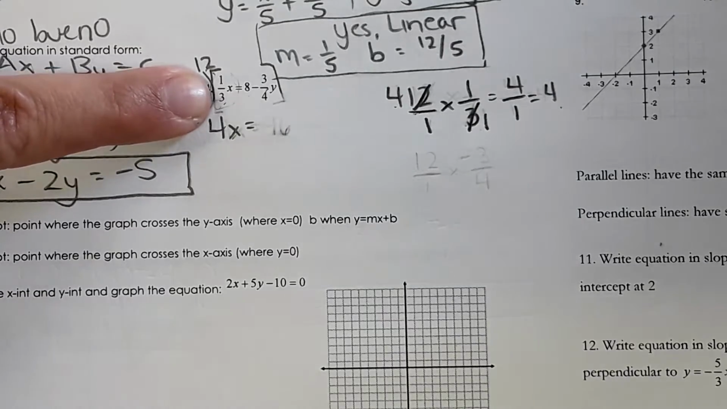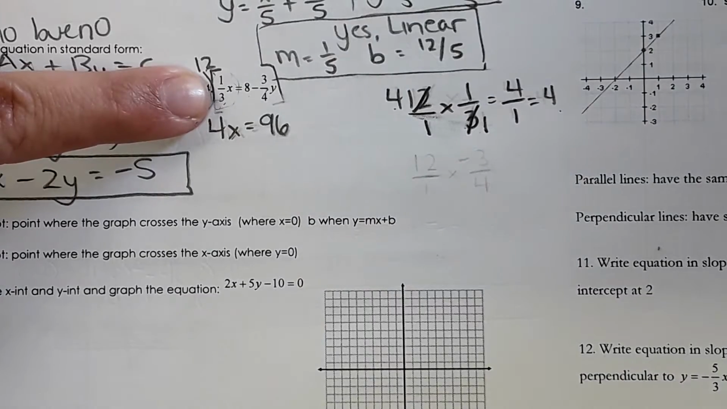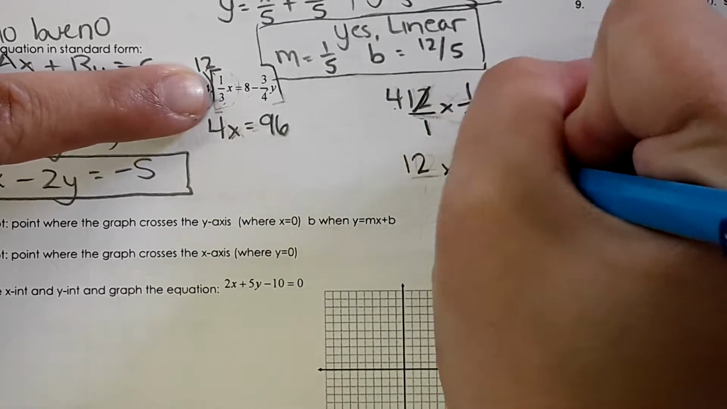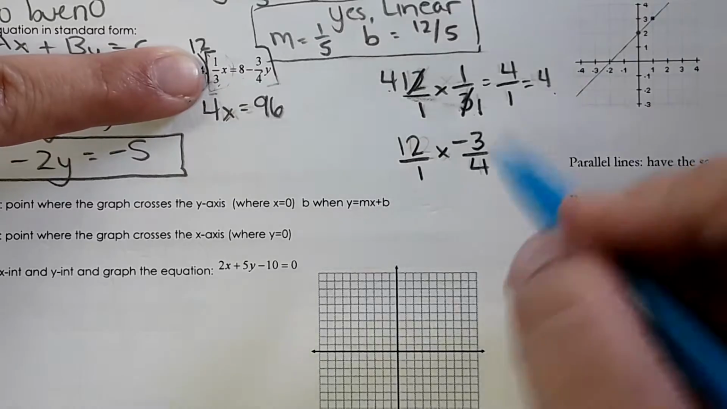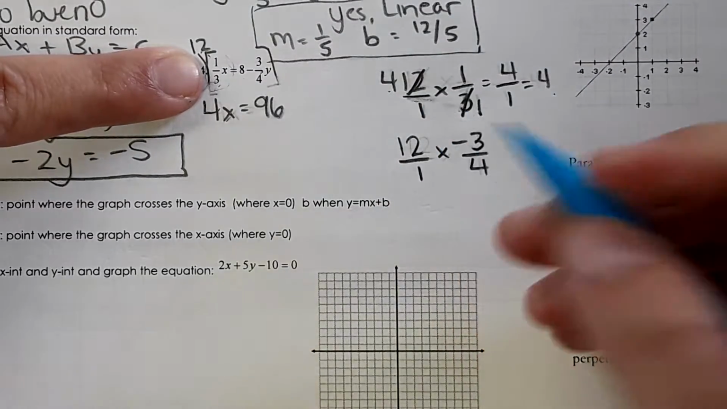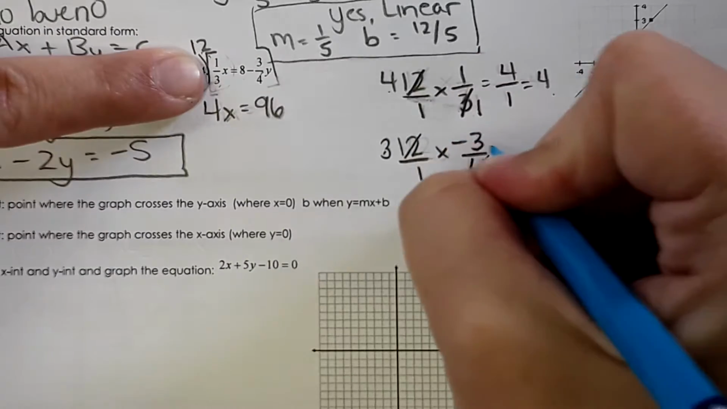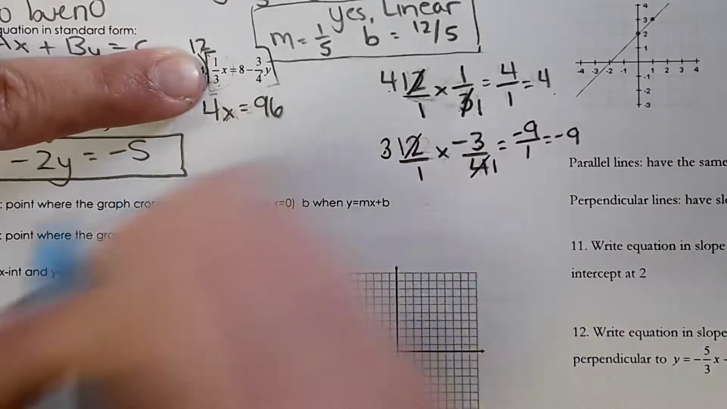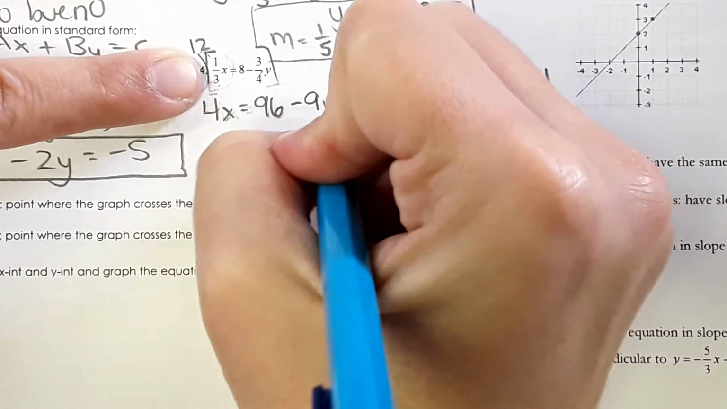Then 12 times 8 is 96. And then I need to do 12 times negative 3/4. Simplifying this, both 4 and 12 can be divided by 4. So I get 1 and 3. 3 times negative 3 is negative 9 over 1, which is negative 9. So now I have negative 9y.